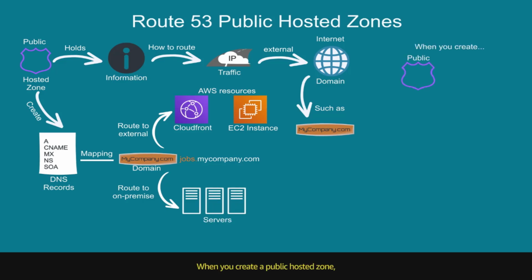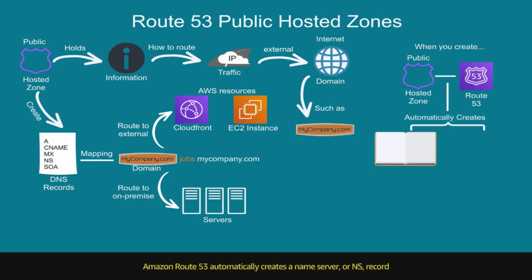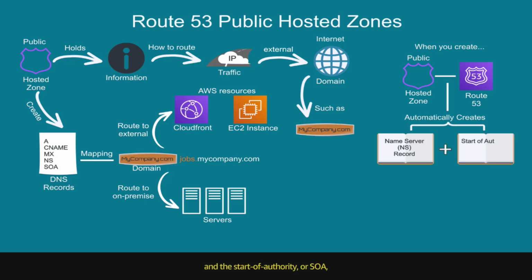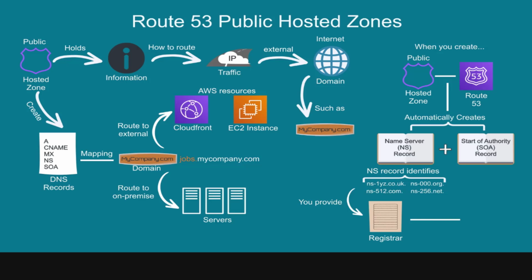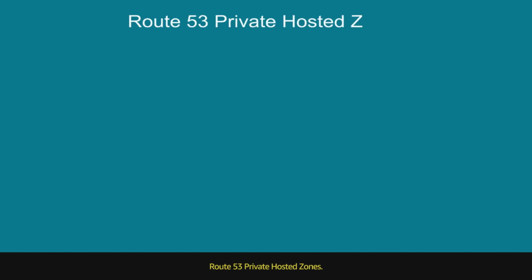When you create a public hosted zone, Amazon Route 53 automatically creates a name server (NS) record and a start of authority (SOA) record for the zone. The NS record identifies the 4 name servers that you provide to the registrar so that DNS queries are resolved successfully. Route 53 Private Hosted Zones.